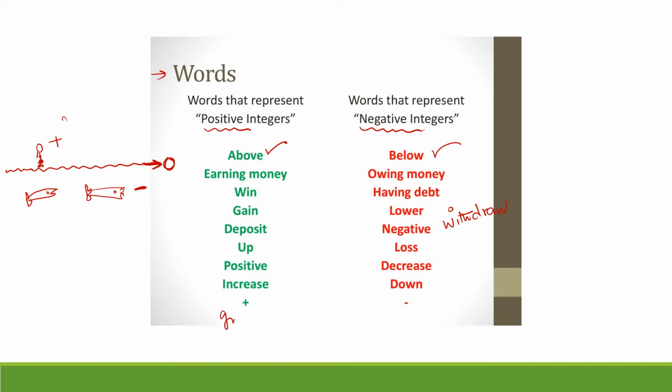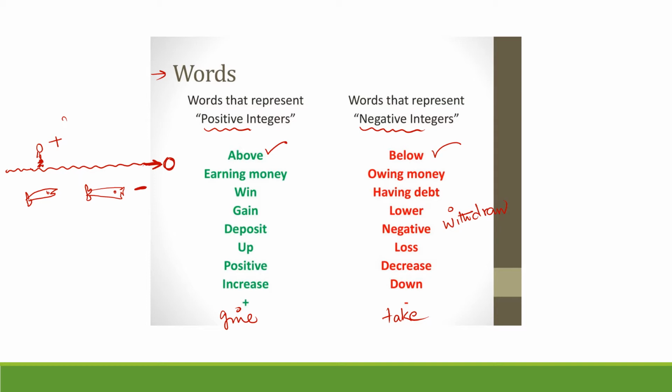If you give something, it is positive. If you take from something, it is negative. If you credit, meaning if your account is credited, then it is positive. If there is a debt on you, then it is negative. If your height is increasing, it is positive. If your marks are decreasing, it is negative. If something is up, it is positive. If something is down, it is negative.